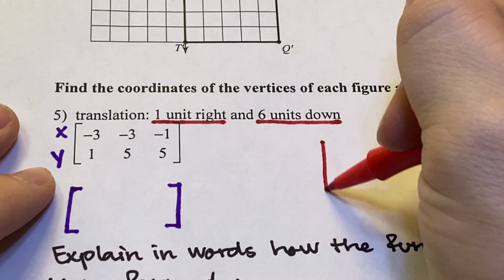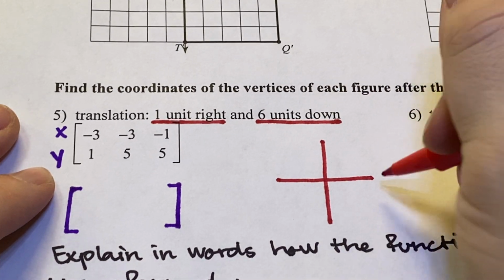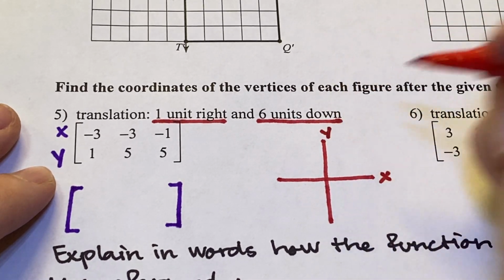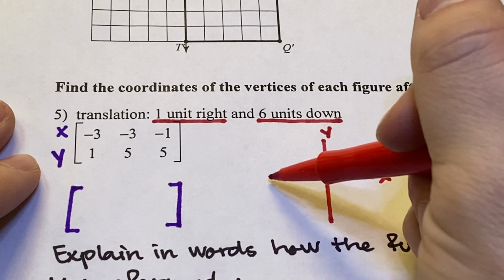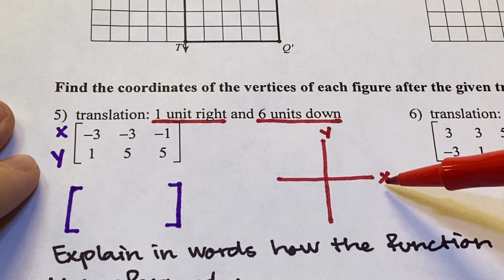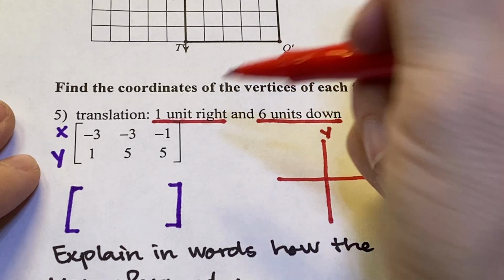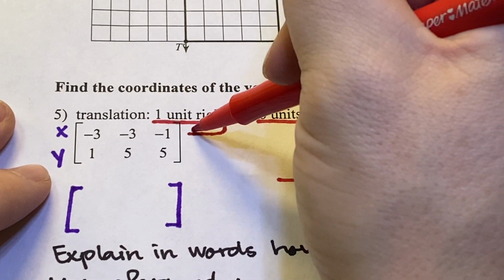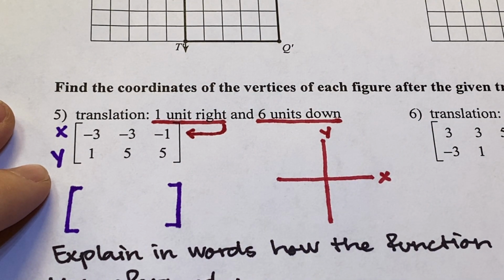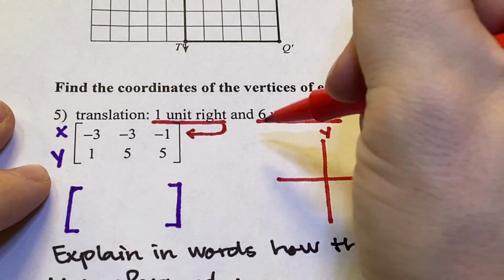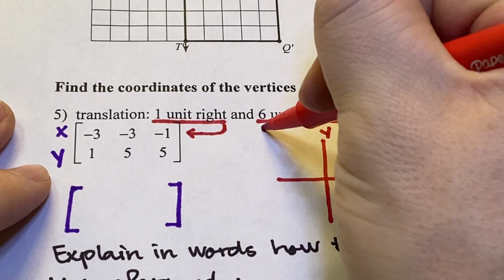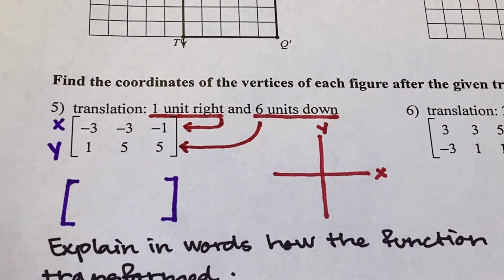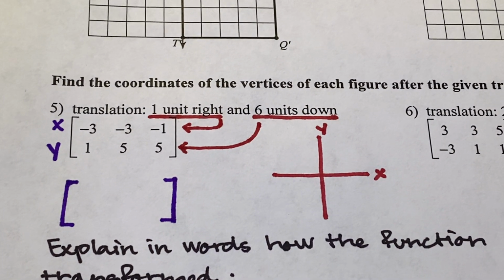Okay, well tell me, let's draw a little graph right here. We know this is my x-axis and this is my y, which means left and right has to do with which axis? The x-axis. Okay, so right is going to affect my x's. Okay. Up and down has to do with which axis? The y. So that's going to affect those guys. So that means it'd be probably negative.